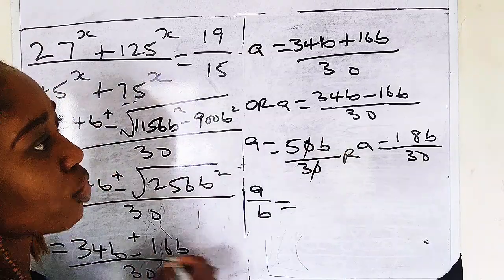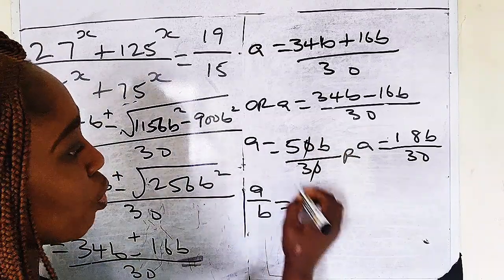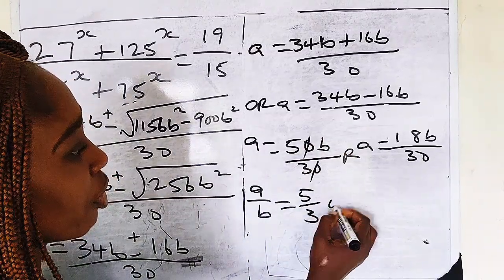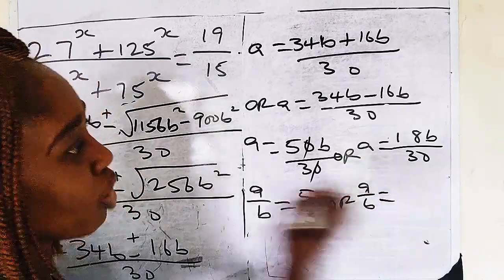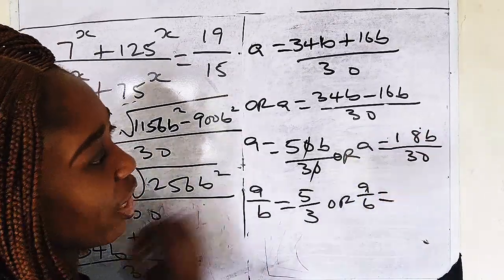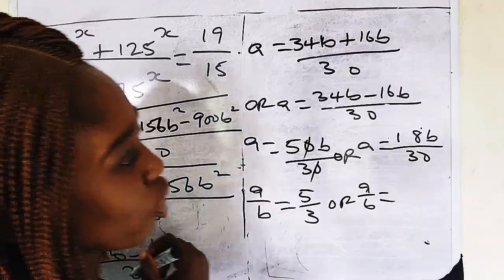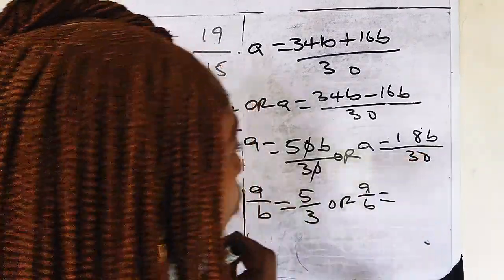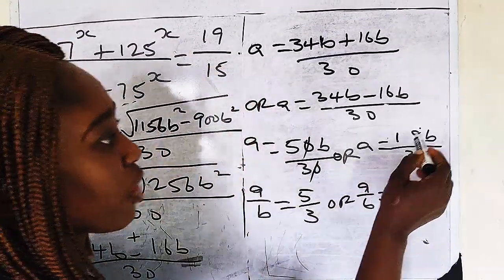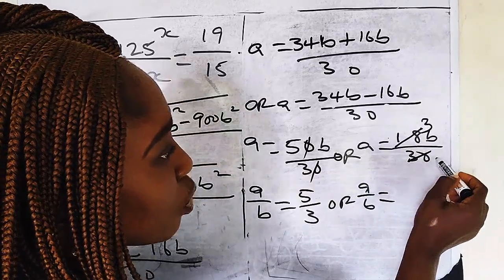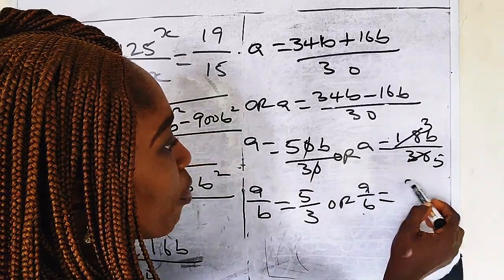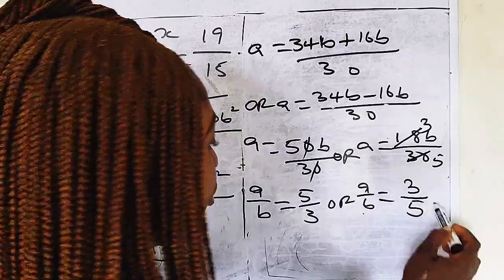10. 0 cancels 0 here. So we have 5 over 3. Or A over B will be equal to... 2 is a common factor here. Even 3 is a common factor. If 3 is a common factor, 6 is also a common factor. 18 divided by 6 will give us 3. 30 divided by 6 will give us 5. So A over B is equal to 3 over 5.